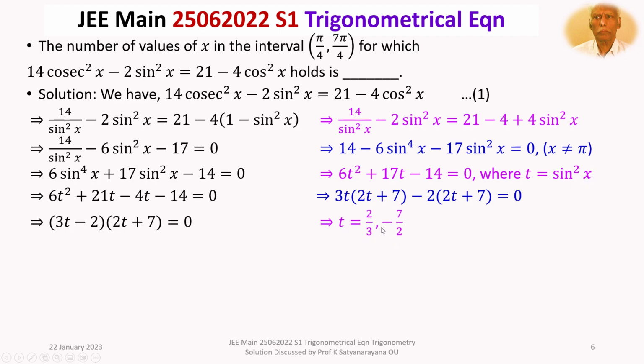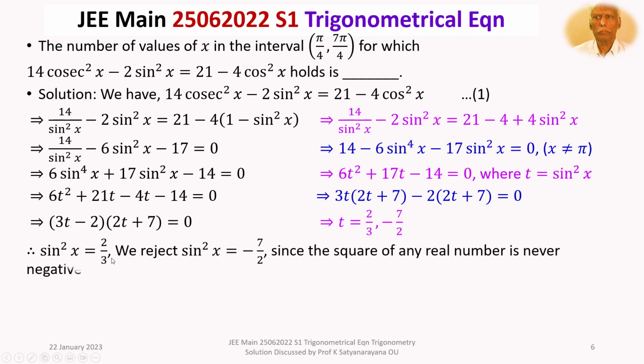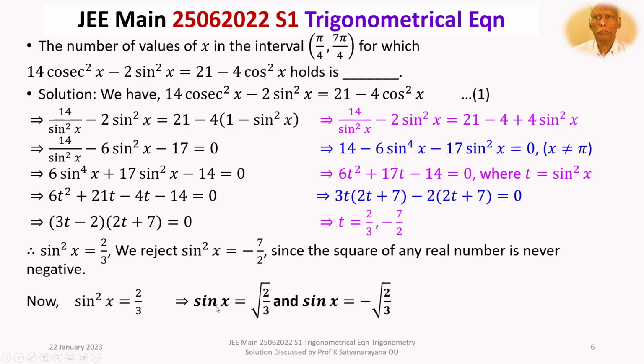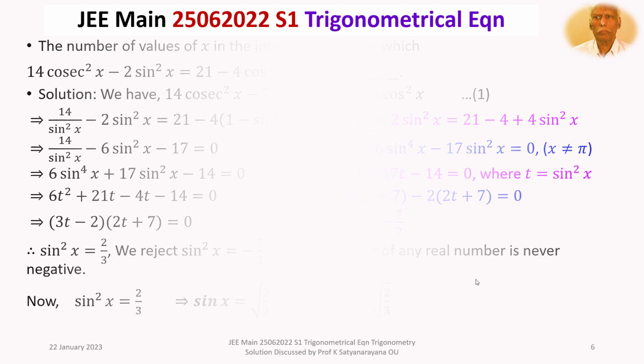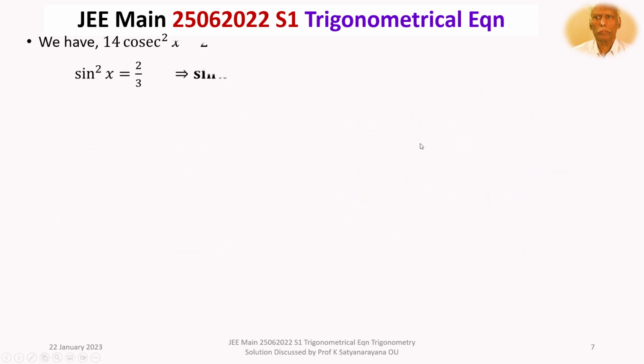So sin square x cannot be minus 7 by 2 because no square of any real number is negative. So sin square x, we take it 2 by 3, which is less than 1, and we reject sin square x is equal to minus 7 by 2 because the square of any real number is never negative. Therefore, sin square x is equal to 2 by 3 will imply sin x is equal to plus or minus under the square root of 2 by 3. We continue in the next slide.